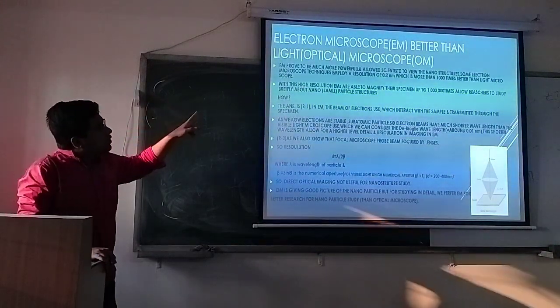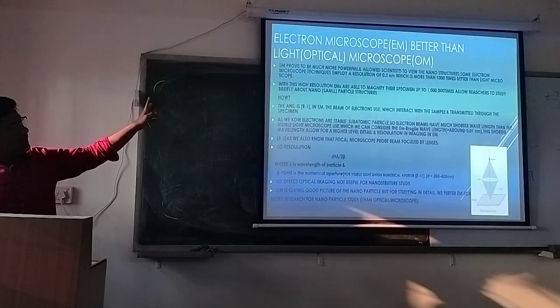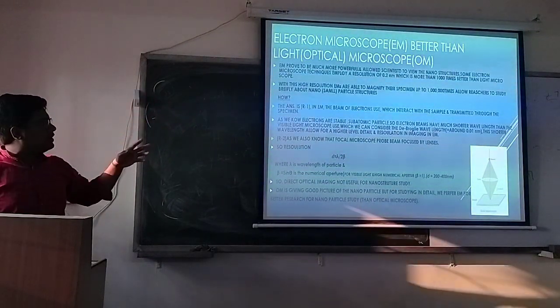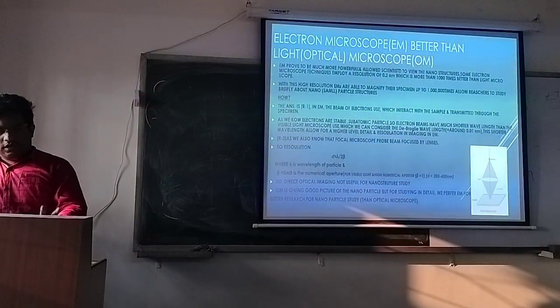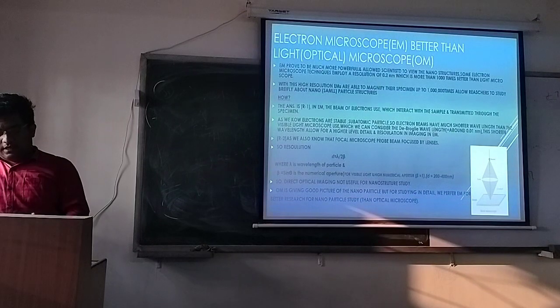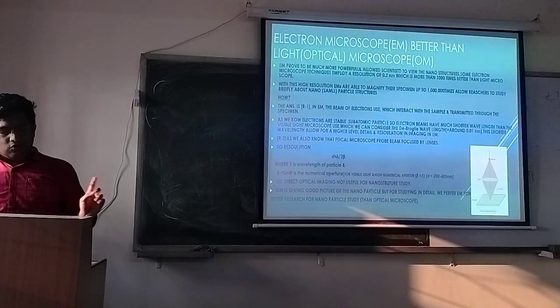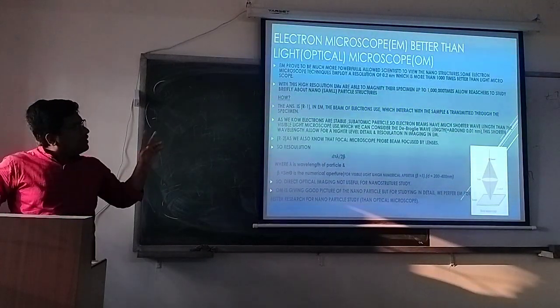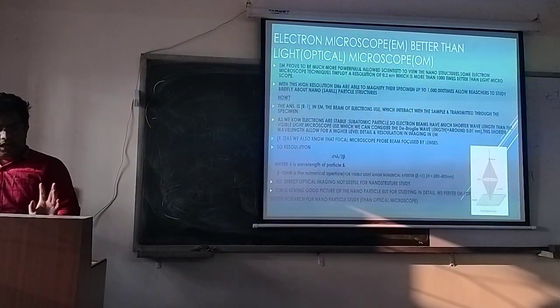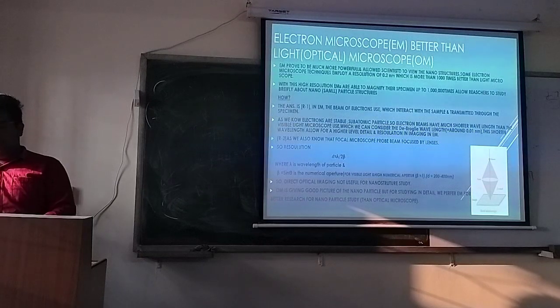Last question, today's question: how is the electron microscope better than the light optical microscope? We generally use the optical microscope, the light microscope, but how much better is the electron microscope? EM means electron microscope. Electron microscopes proved to be much more powerful and allowed scientists to view nanostructures. Some electron microscope techniques employ a resolution of 0.2 nanometer, which is more than 1,000 times better than the light microscope. With this high resolution, electron microscopes are able to magnify the specimen up to 1 million times, allowing researchers to study nanoparticle structure in detail.